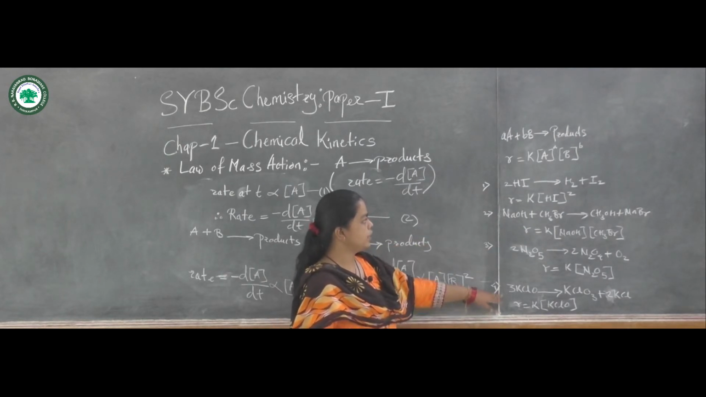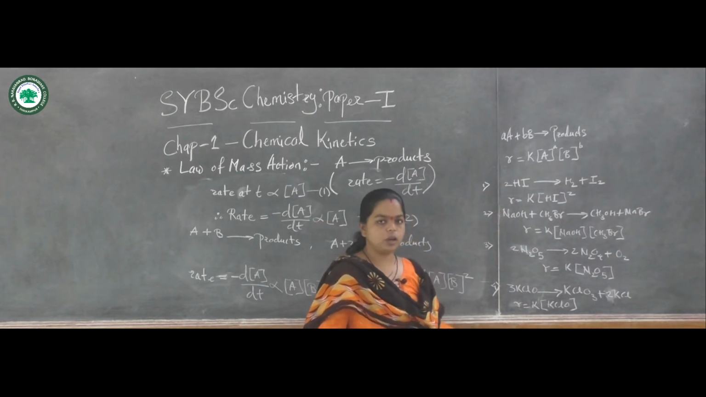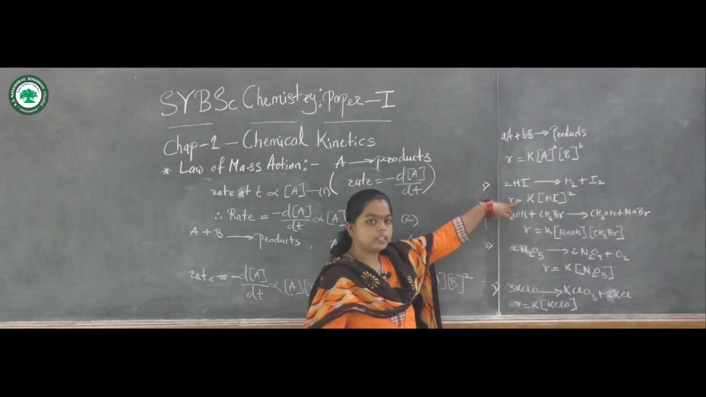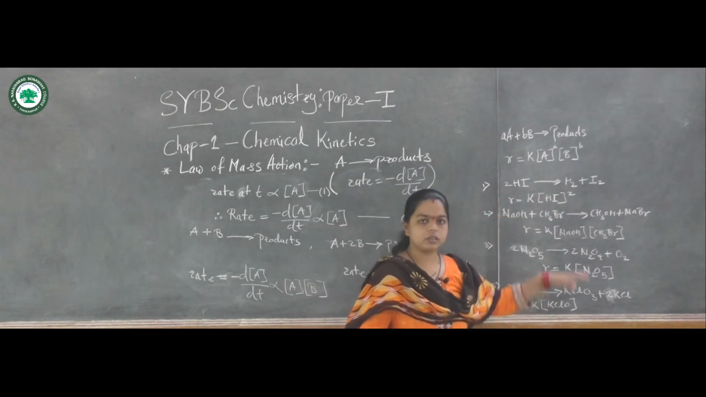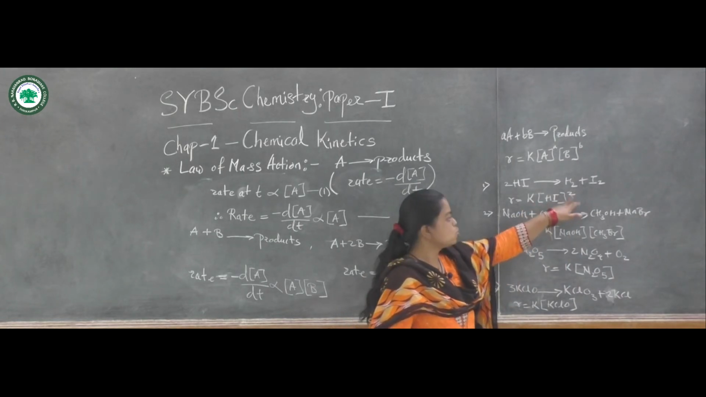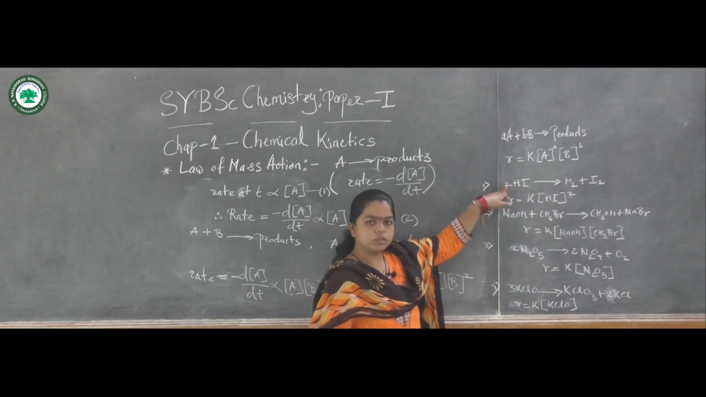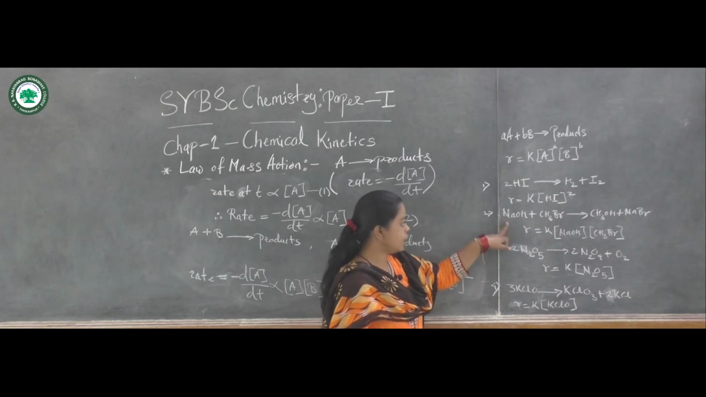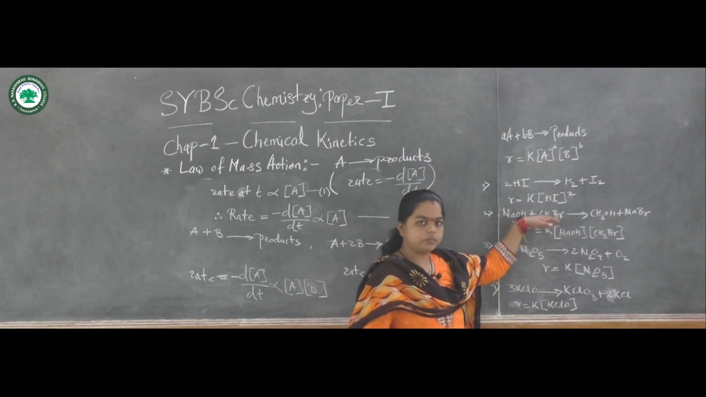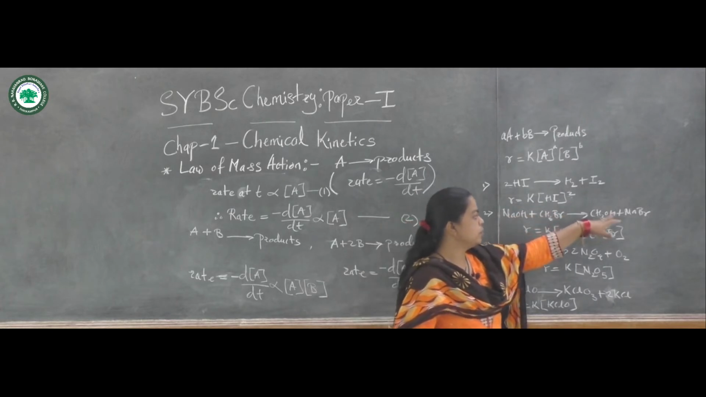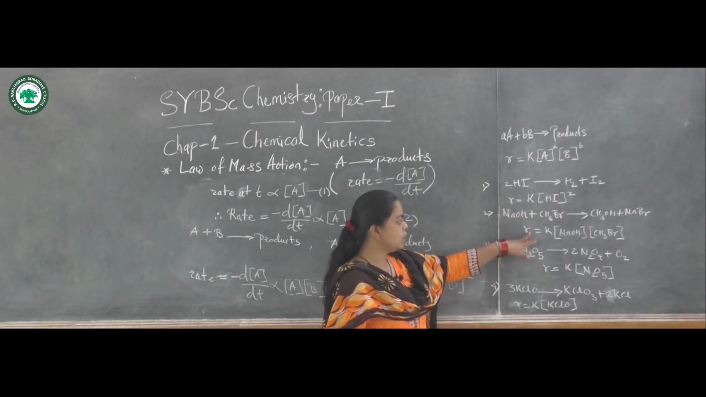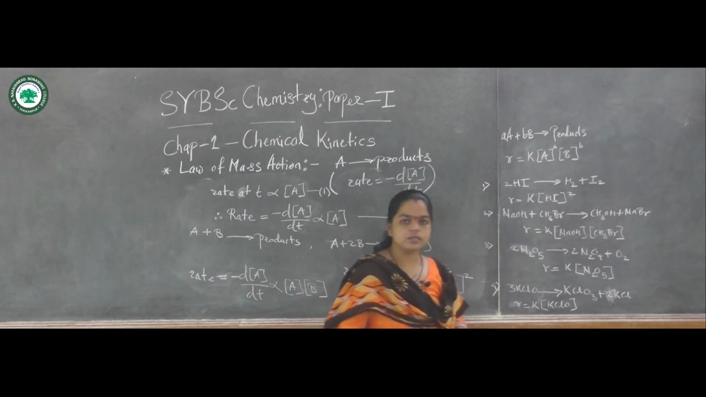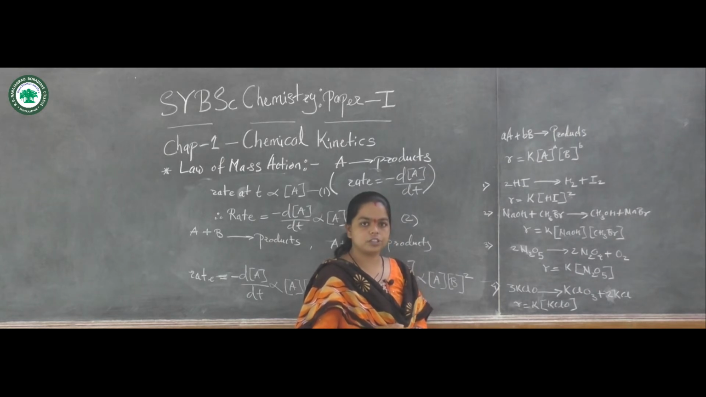Now consider some reactions. These four reactions are written here. The first reaction is 2 molecules of HI, hydrogen iodide, giving H2 and I2. The rate for this reaction we can write as R equals K into the concentration of the reactant HI raised to 2. Here 2 is given because the stoichiometric coefficient of HI is 2. Therefore the exponent is 2 in the first reaction. The second reaction is the hydrolysis of methyl bromide with NaOH, giving methanol plus sodium bromide. The rate is given as R equals K into the concentration of NaOH into the concentration of methyl bromide, that is, the concentration of the reactants.